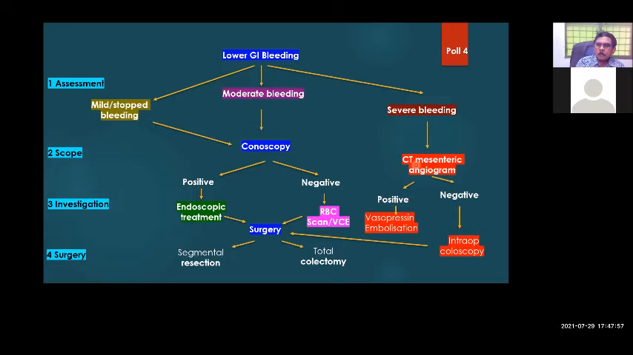If, however, the angiogram is negative, then you may have to go for an emergency intraoperative colonoscopy, where the patient is taken to the OT and an intraoperative colonoscopy is done to see where the bleeding comes from, and then you may go for either segmental or total colectomy. Okay, this chart is a very simplified version of the management of a patient with lower GI bleeding.